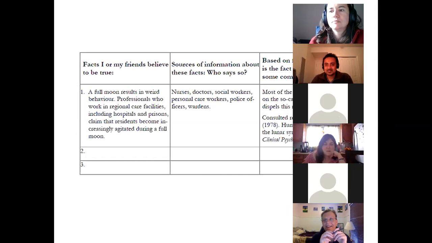Our group can go. Okay, go, Artika. All right, so our myth was you can't swim 30 minutes after you eat. So you have to wait 30 minutes before you go swimming. Okay, and what did you find out?